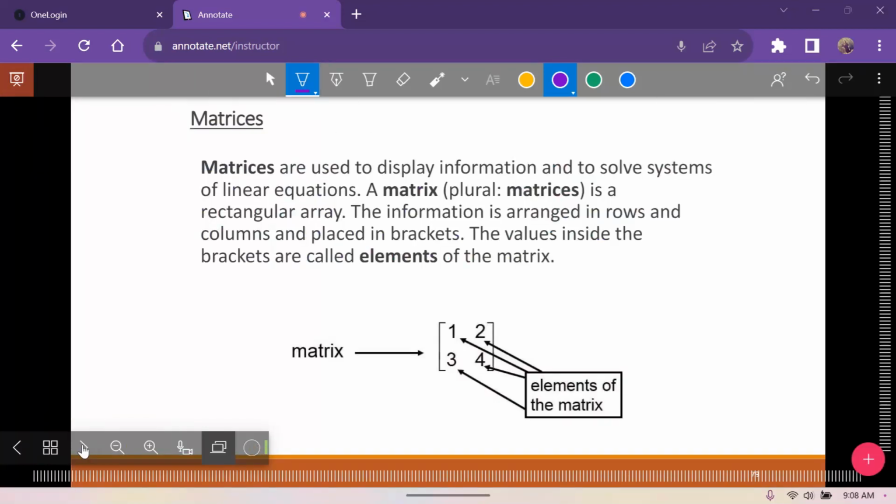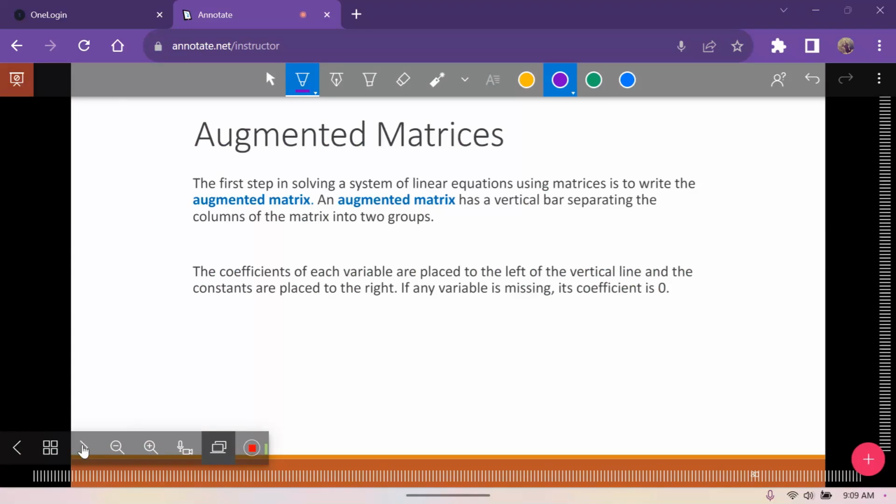So just so you understand the different parts of a matrix, the parts inside the matrix are called the elements of the matrix, but the entire collection of those elements is the actual matrix. So we use an augmented matrix to help us solve these systems of equations. We're taking our systems of equations and putting them into a matrix so that we can use the matrix to be able to solve.